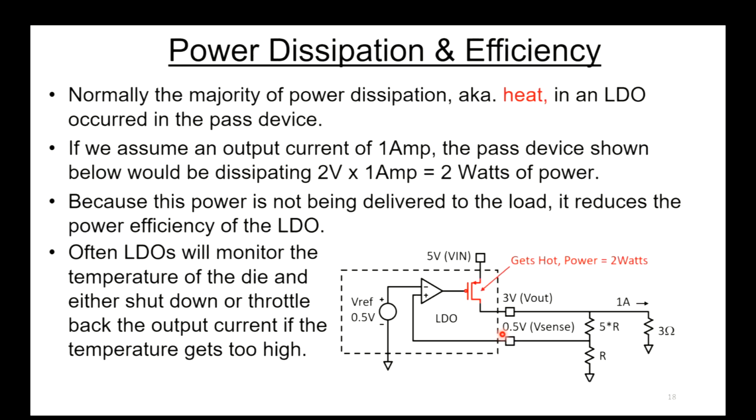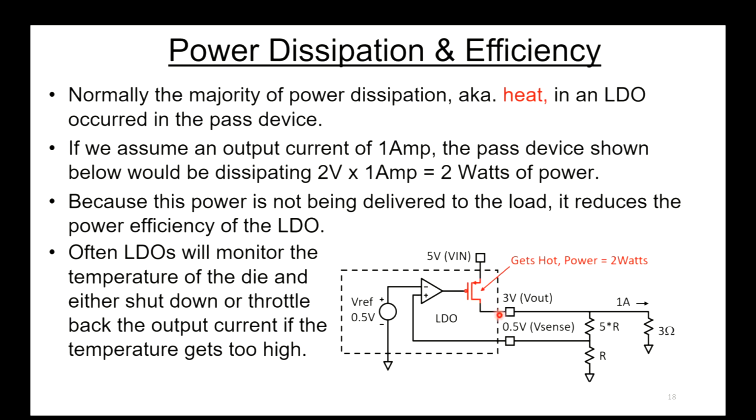Power dissipation. Normally, the majority of power dissipation, and we're talking about heat in an LDO, occurs in the pass device. In the example I show below here, if we assume the output current is 1 amp, and we're dropping 2 volts across the pass device, the wattage is going to be 1 amp times 2 volts, 2 watts of power. That device is going to get pretty hot.